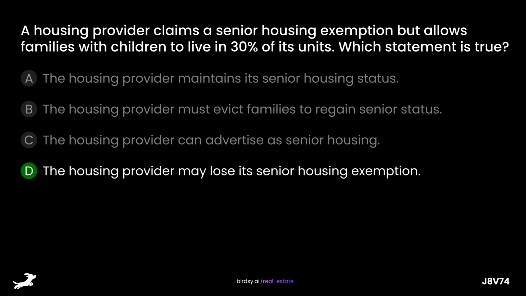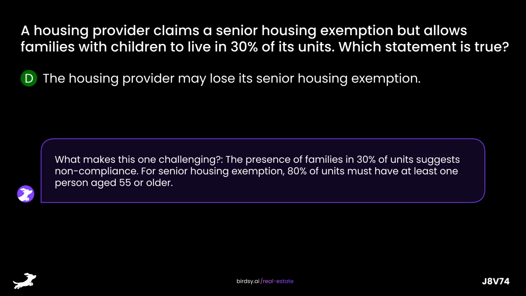The answer is D, the housing provider may lose its senior housing exemption. What makes this one challenging? The presence of families in 30% of units suggests noncompliance. For senior housing exemption, 80% of units must have at least one person aged 55 or older.